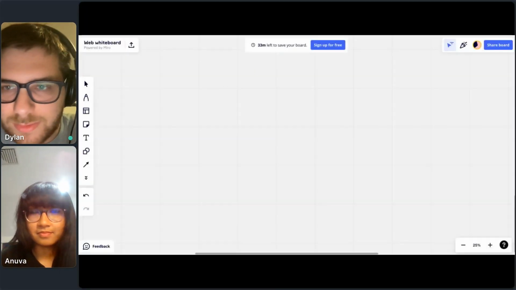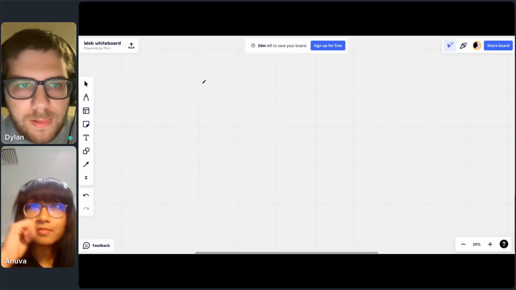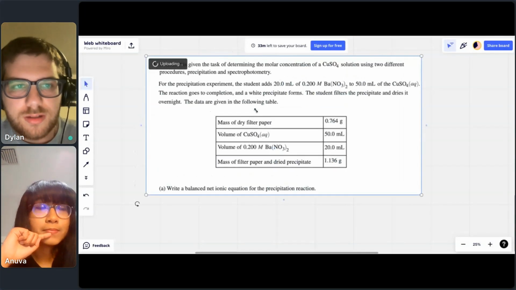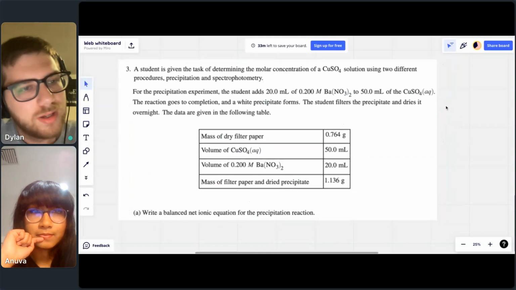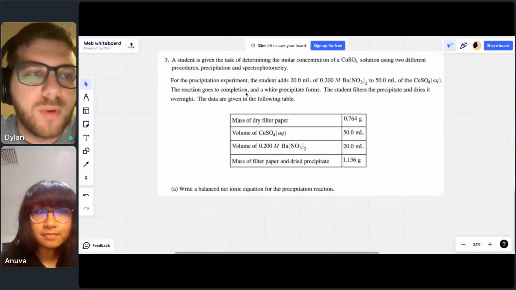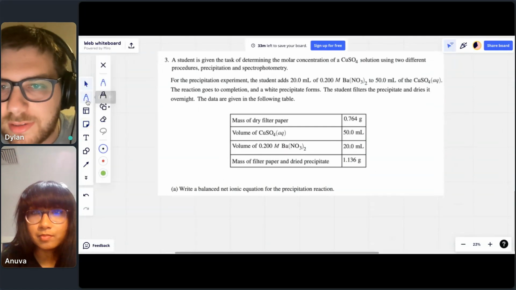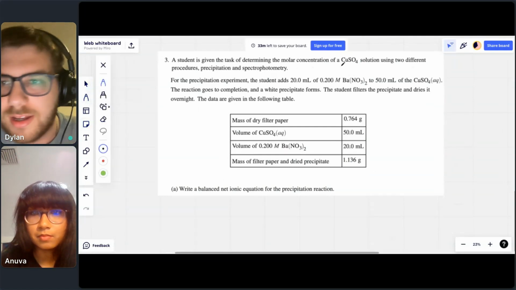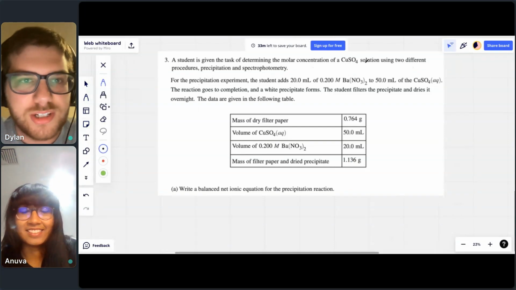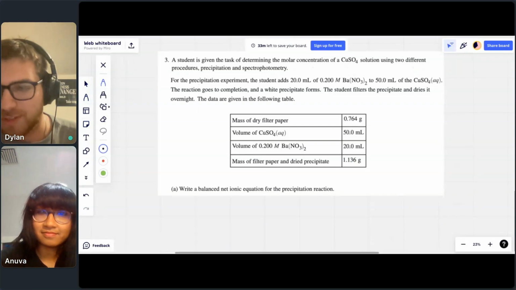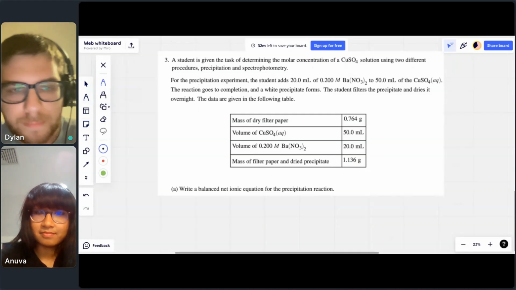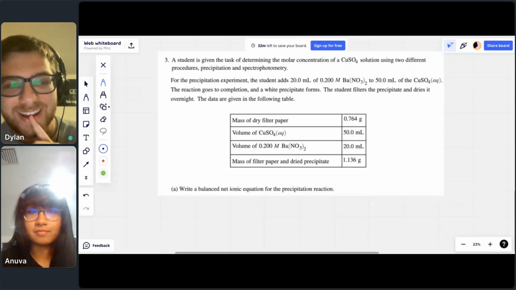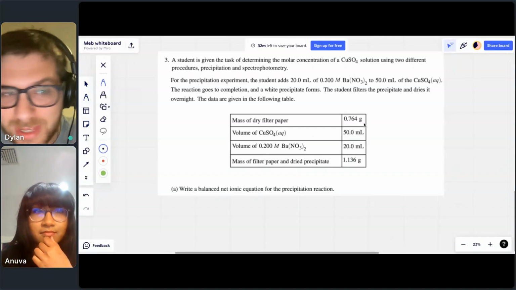Whiteboard. Okay, so let's take a look at this first question. Let's see. It's still uploading. Give it a second. We'll just move on. There we go. A student is given the task of determining the molar concentration of a copper sulfate solution, copper(II) sulfate, actually. Sorry, I'm a stickler for naming. Using 2 different procedures, precipitation and spectrophotometry. So we're going to be talking about 2 different lab procedures. Actually, technically, I think this precipitation would be done using titration. But anyway, that's the lab procedure.